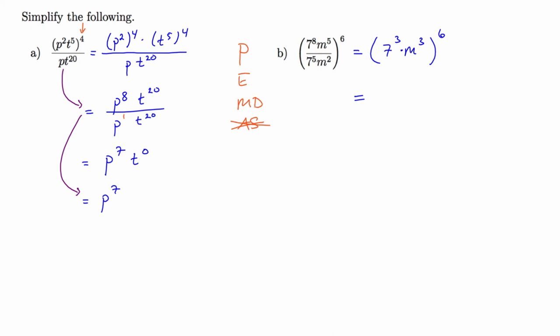Now we have a product inside parentheses raised to a power outside. We will apply that exponent of 6 to each factor on the inside. So 7 to the 3rd raised to the 6th times m to the 3rd quantity raised to the 6th. Again, this brings up our power to a power rule. 7 to the 3rd quantity to the 6th is 7 to the 3 times 6, or 18. M to the 3rd to the 6th, again, 3 times 6 is 18, so we have m to the 18th. So our final simplified version of this expression is 7 to the 18th, m to the 18th.